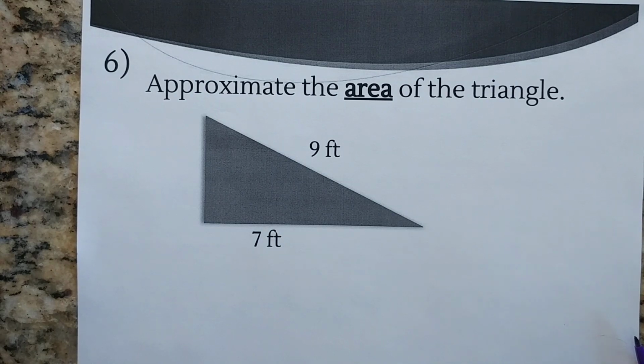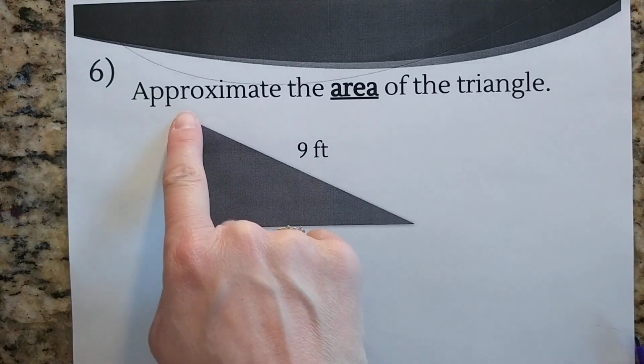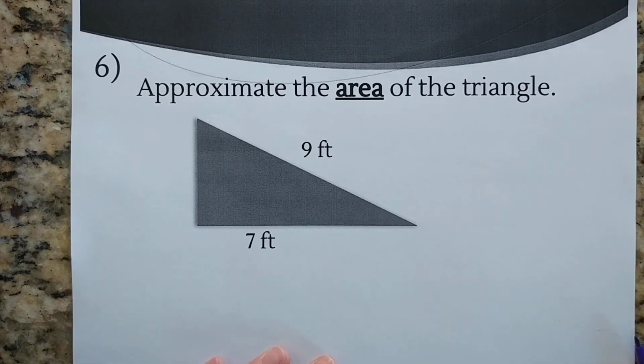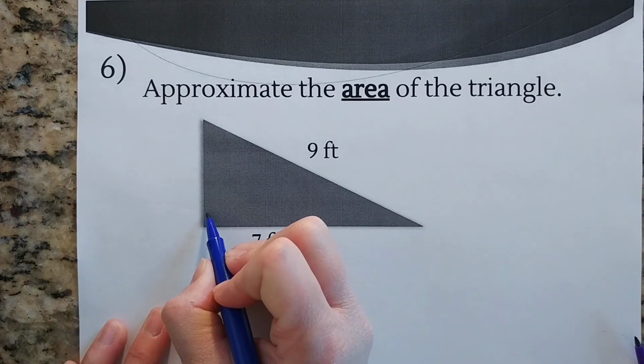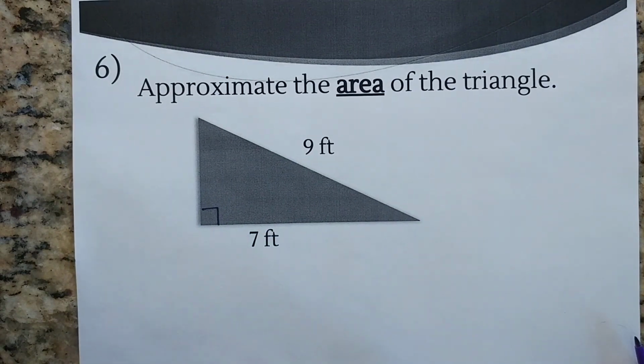All right, and here we are on the last one, number 6. Here we're asked to approximate the area of the triangle. Well, it's first going to be important that you know how to find the area of a triangle. Here we have a right triangle. Now I know that you haven't maybe found the area of a triangle since 6th grade. This was something that was on your 6th grade formula sheet.